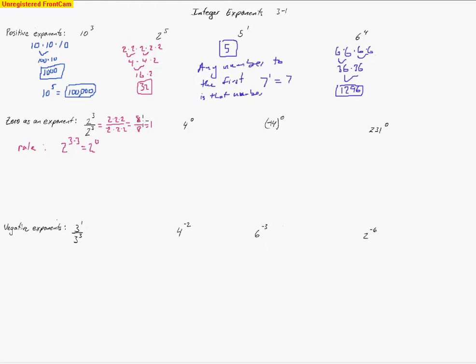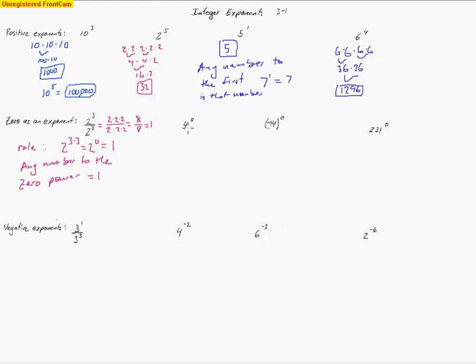So we saw before, if we have a 2 to the 3rd over 2 to the 3rd, that just equals 1. And I saw that if I was to use that rule of keeping the base the same and subtracting the exponents, I get 2 to the 0 power. So 2 to the 0 power equals 1. So the rule is any number to the 0 power equals 1. And so we'll see that here.